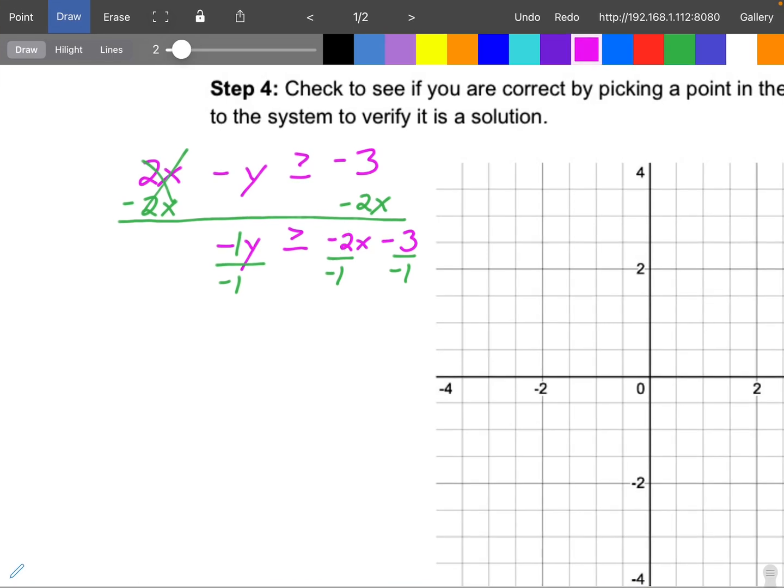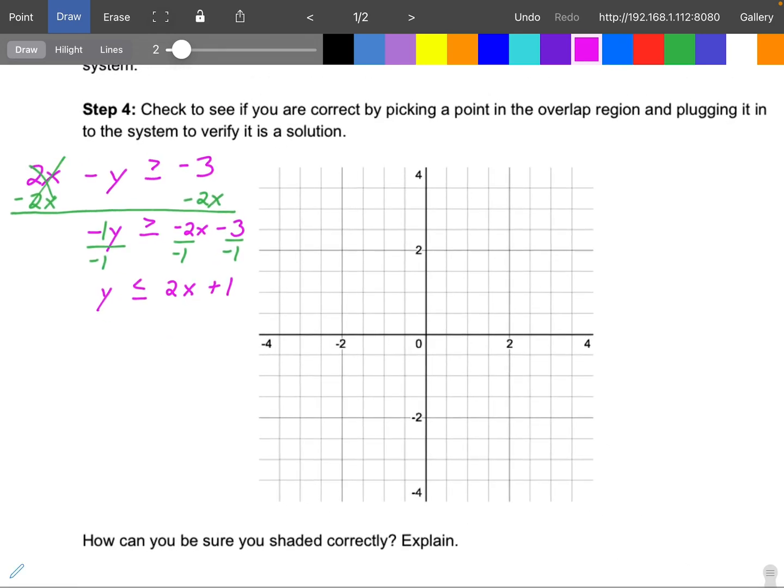So then on the left, -1 divided by -1 is a +1, so that's just y. And then I divided by a negative, which means I have to flip that symbol around the other way. So instead of greater than or equal to, it's now less than or equal to. Then we have -2x divided by -1 is a +2x. And then -3 divided by -1 is a +3. So now we're ready to go ahead and graph that line.